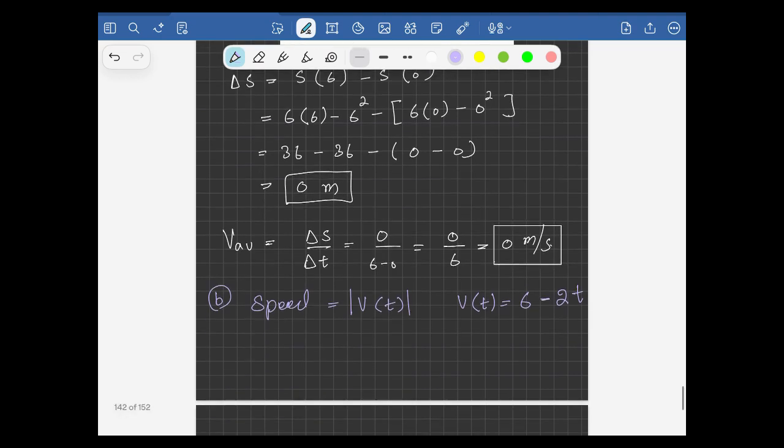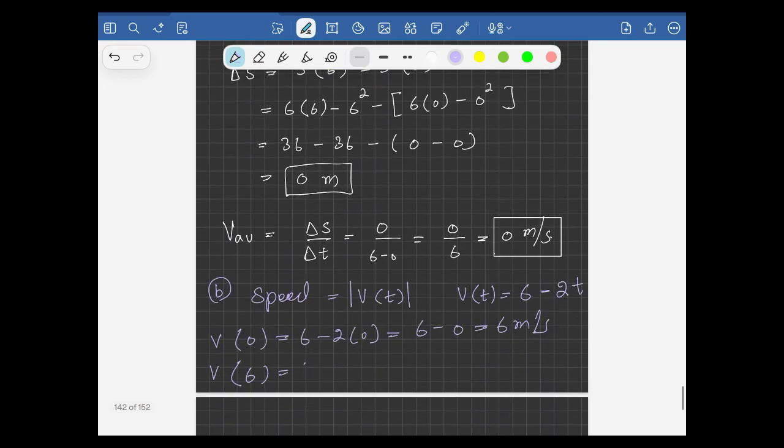Now we need to find the speed at the endpoints for this function. So speed at the endpoint 0 equals 6 minus 2 into 0, which equals 6 meter per second. And speed at the endpoint 6 equals 6 minus 2 into 6, which equals 6 minus 12, equals minus 6 meter per second. So 6 and minus 6 meter per second.